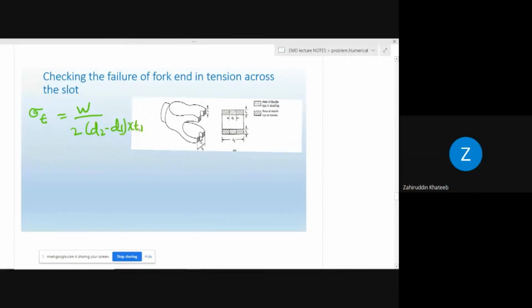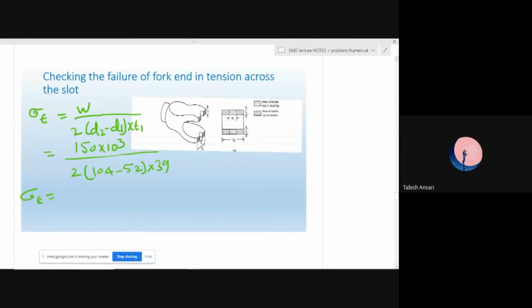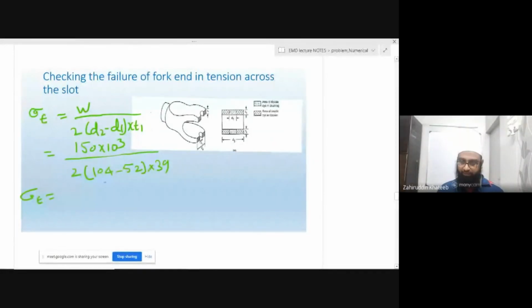Now again we know all the values. We will substitute 150 into 10 raised to 3, divided by 2 multiplied by D2 minus D1, where D2 is 104 and D1 is 52, multiplied by T1, which is 39. So from here we will get the value of sigma T. Now calculate and tell me the value of sigma T. 36.98 MPa.